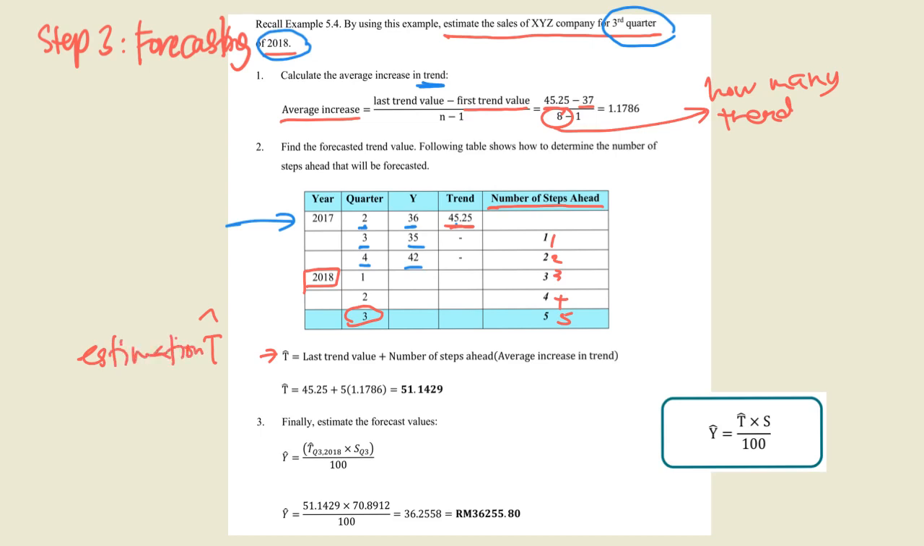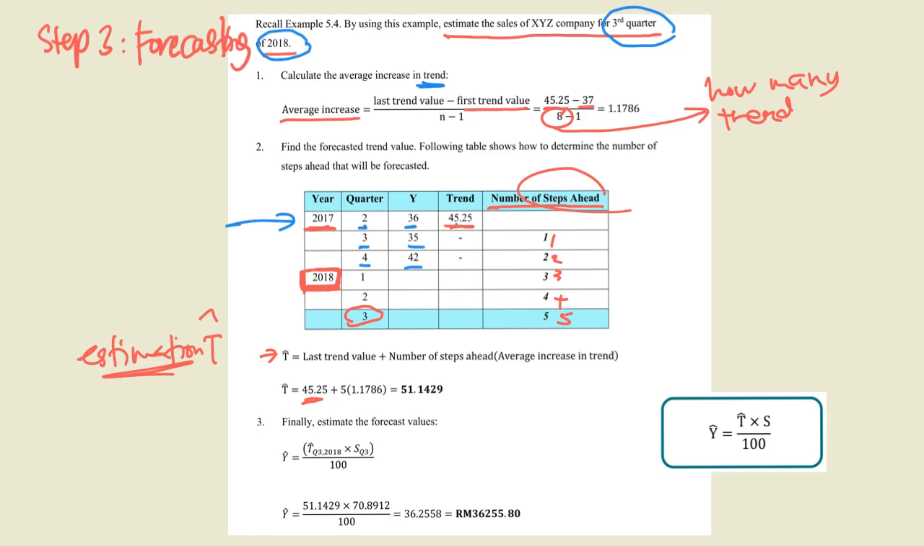This is not the actual value. We are just going to estimate because 2018 is not happening yet. We are going to forecast the value. Just imagine that we are right now in the year of 2017, and suddenly your boss needs to forecast how many sales we are going to get for the third quarter year 2018. So this is how you need to calculate. First you need to calculate the average increase, and then the number of steps ahead, and then you need to estimate the trend values.